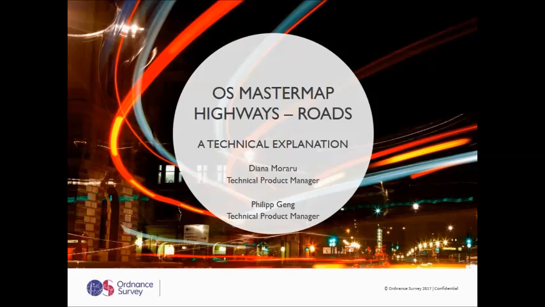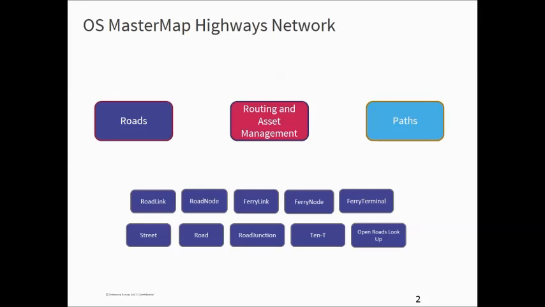I would like to start by explaining how the OS MasterMap Highways family is made up of three products: Roads and Routing, Asset Management, short for RAMI, and Paths. Today's webinar will be focusing on the roads, as I just mentioned. You can see now on the screen the roads feature components listed. We will be talking today about each feature individually: road link, road node, road street, and so on.